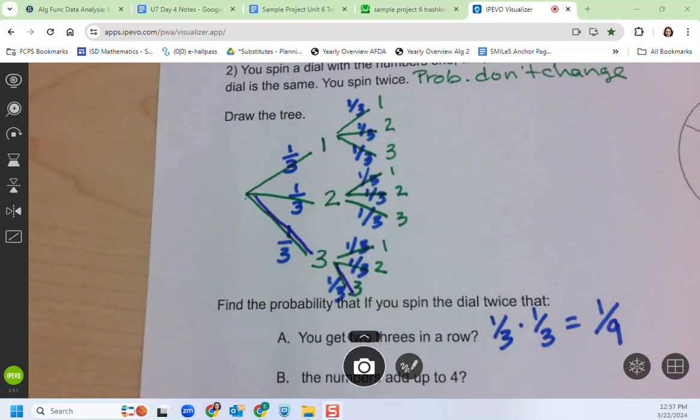All right, I need to find the probability that the numbers add up to 4. How many ways can I add up to 4? It could be 1 and 3, or it could be what? What other numbers add up to 4 besides 1 and 3?